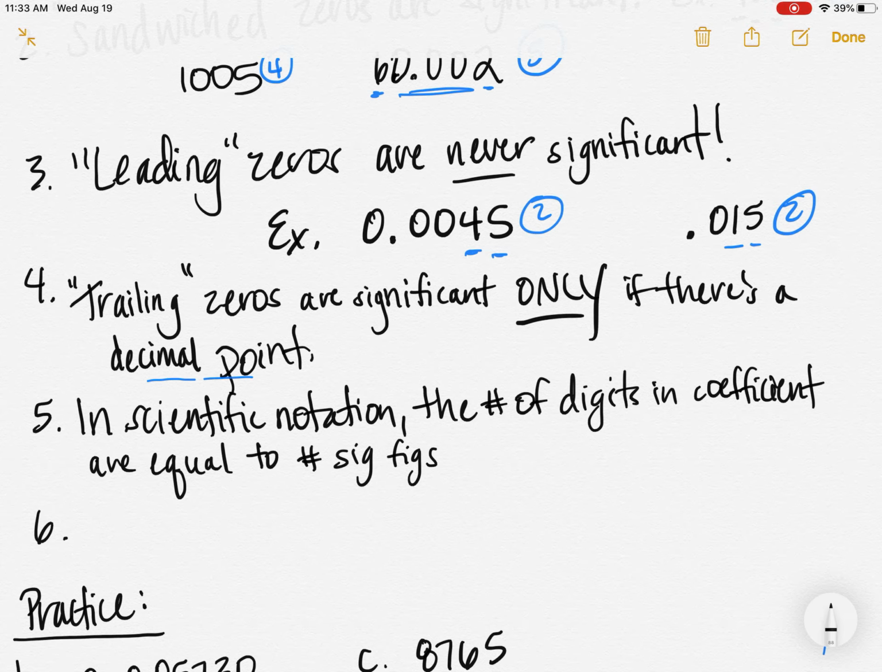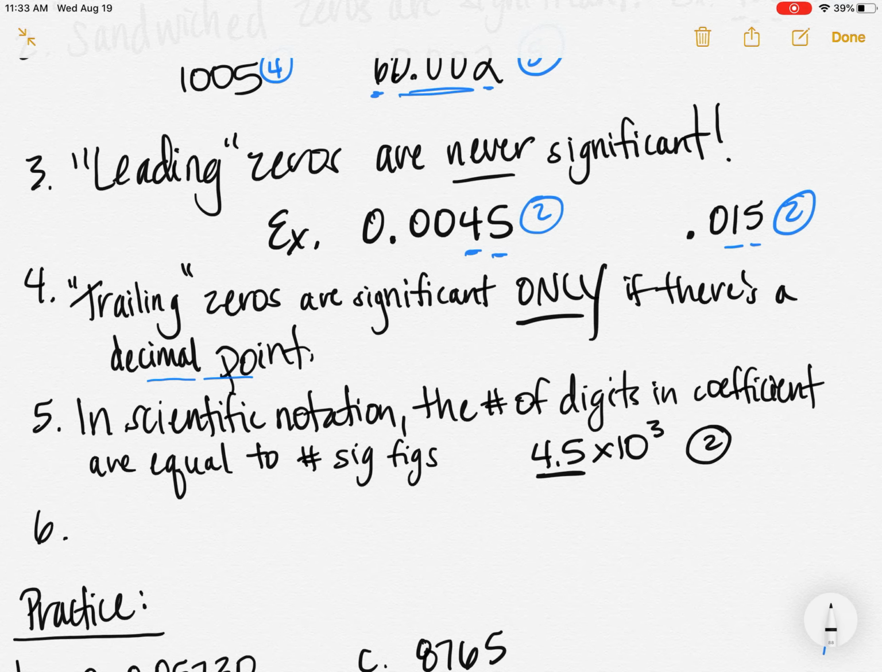So let's say you have the number 4.5 times 10 to the 3rd. You can write this out, and I'll do it in just a minute to prove it to you. But this rule says that in scientific notation, the number of digits in the coefficient is equal to how many sig figs there are. So what we mean by that is how many digits are right here, 2. That should be that there are 2 sig figs in this number.